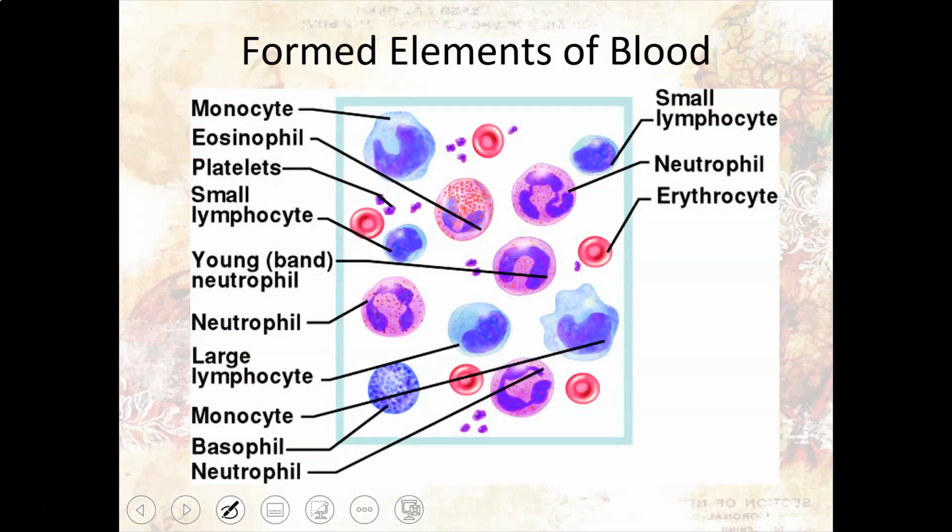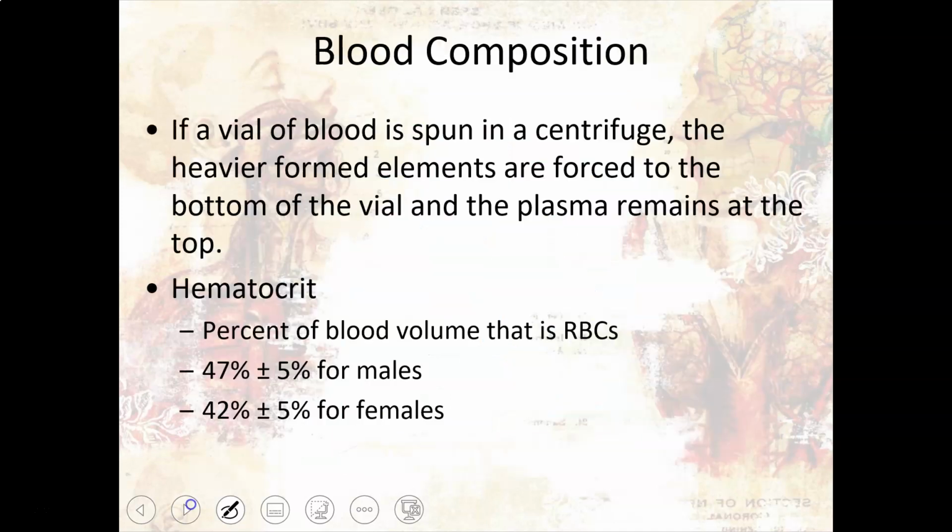So here again, the formed elements of blood. Now this is not a representative slide, meaning that if I took your blood and threw it on a microscope slide, it would not look like this. But this is a drawing that illustrates all the different types of formed elements: red blood cells, the different types of white cells, and platelets. Now if we take your blood, put it in a little vial, and spin it in the centrifuge really fast, what happens is the formed elements get shoved to the bottom because they're heavy, and the plasma will float to the top.